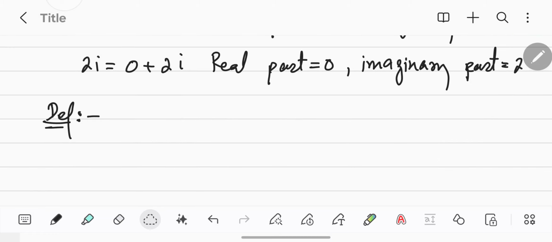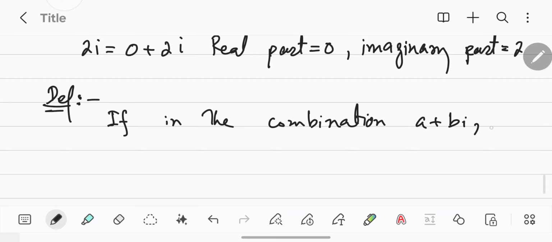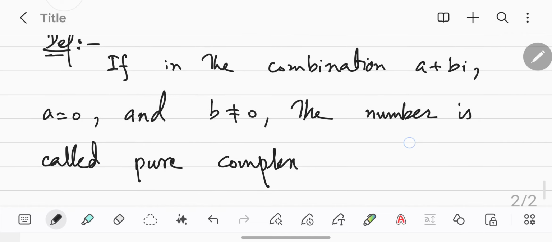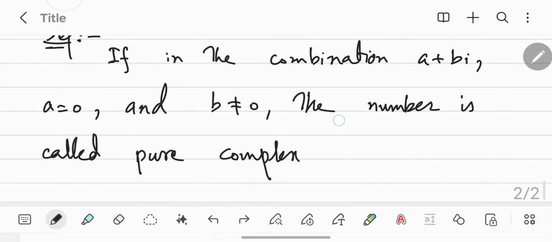Next we have a definition. In the combination a plus b iota, if a is 0 and b is not 0, then the number is called pure complex, or imaginary number. Okay, so if the first part is 0 and the other is not 0, then the number is called pure complex.